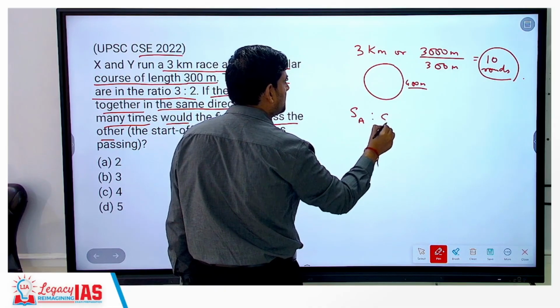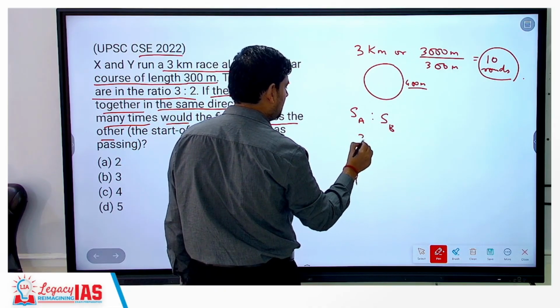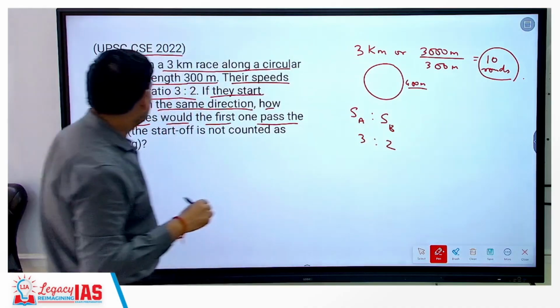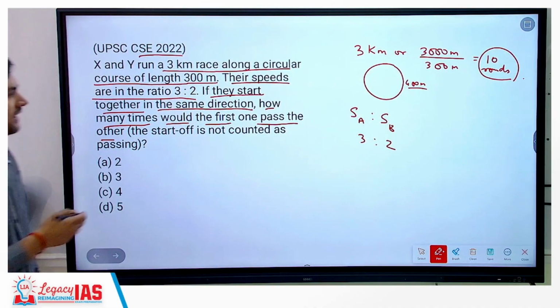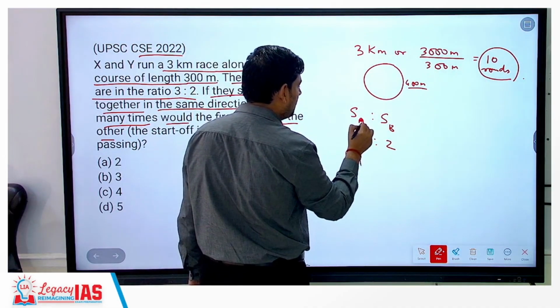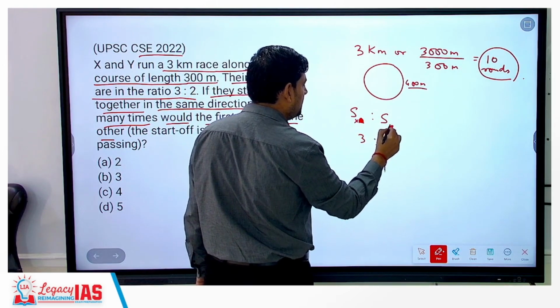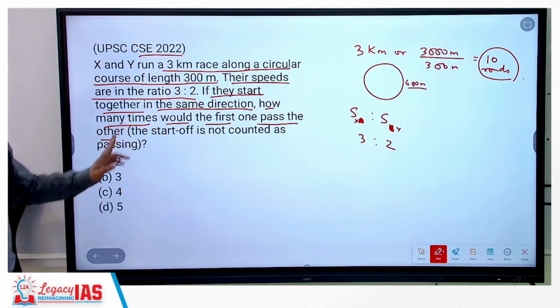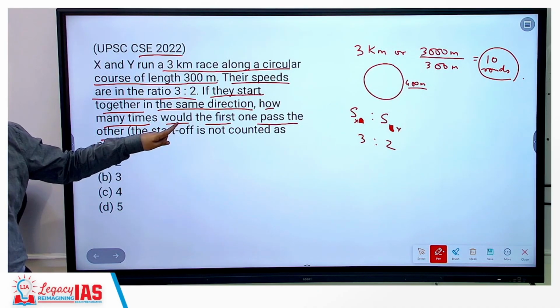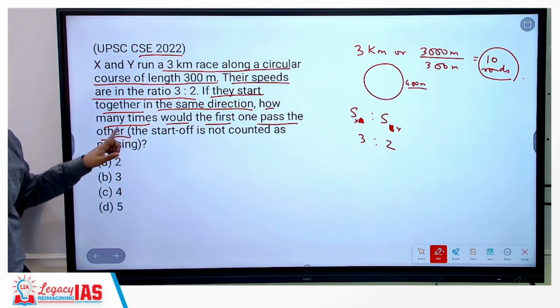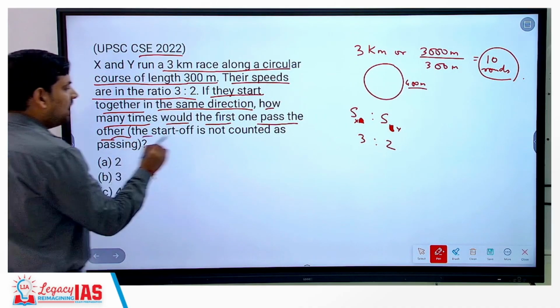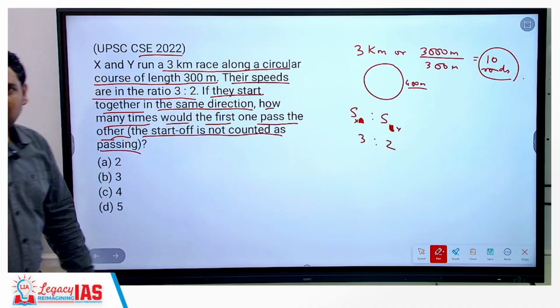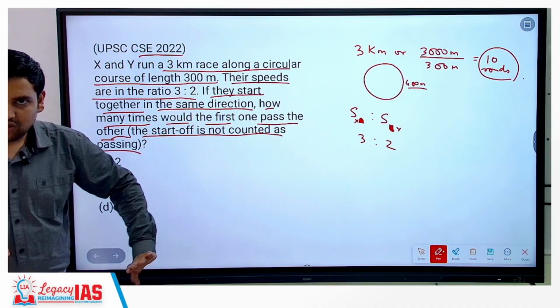Speed of A and speed of B is given as 3:2. X and Y. So the speed of X and the speed of Y is given as 3:2. Now how many times would they meet? Would the first one pass the other? That is, they meet. The start is not counted as passing. At the start, whatever is there, that is not counted as passing.